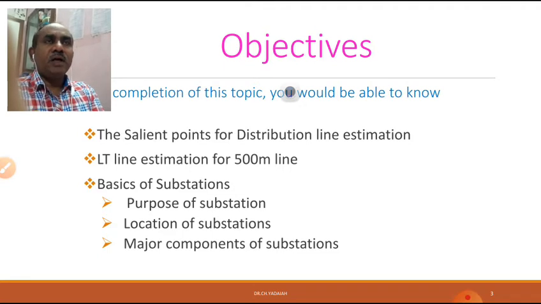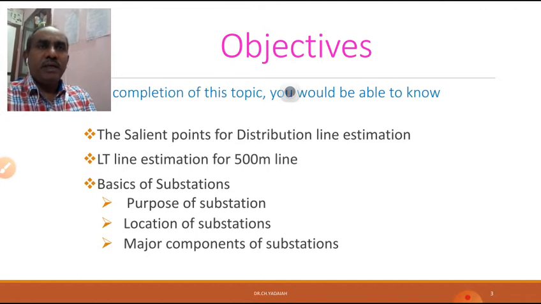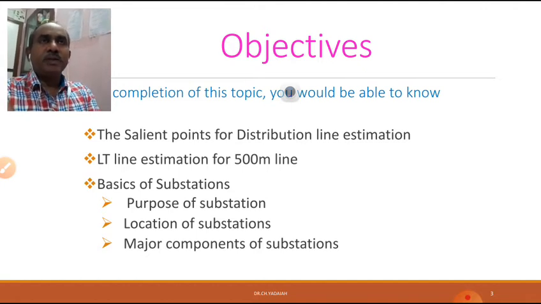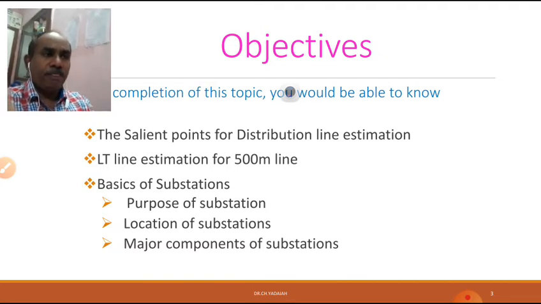That problem is also very easy, but today, at a glance, we will do it within 5 minutes: how to calculate the number of equipments, number of items, what its rated values are, and how much approximate cost we are going to do in these sessions. Let us do a simple problem.